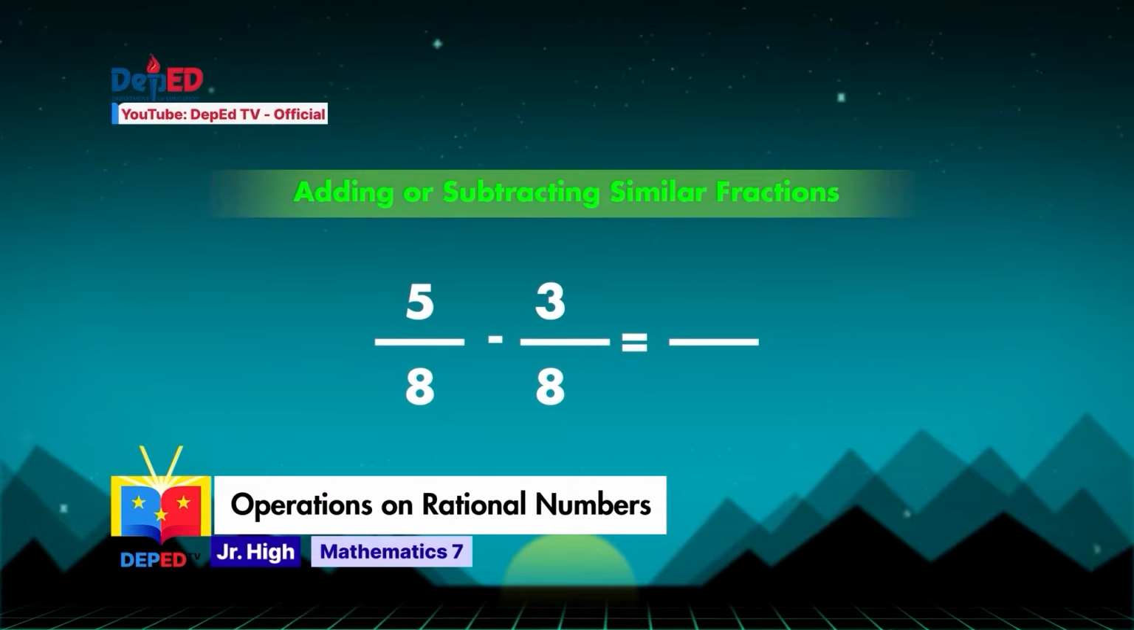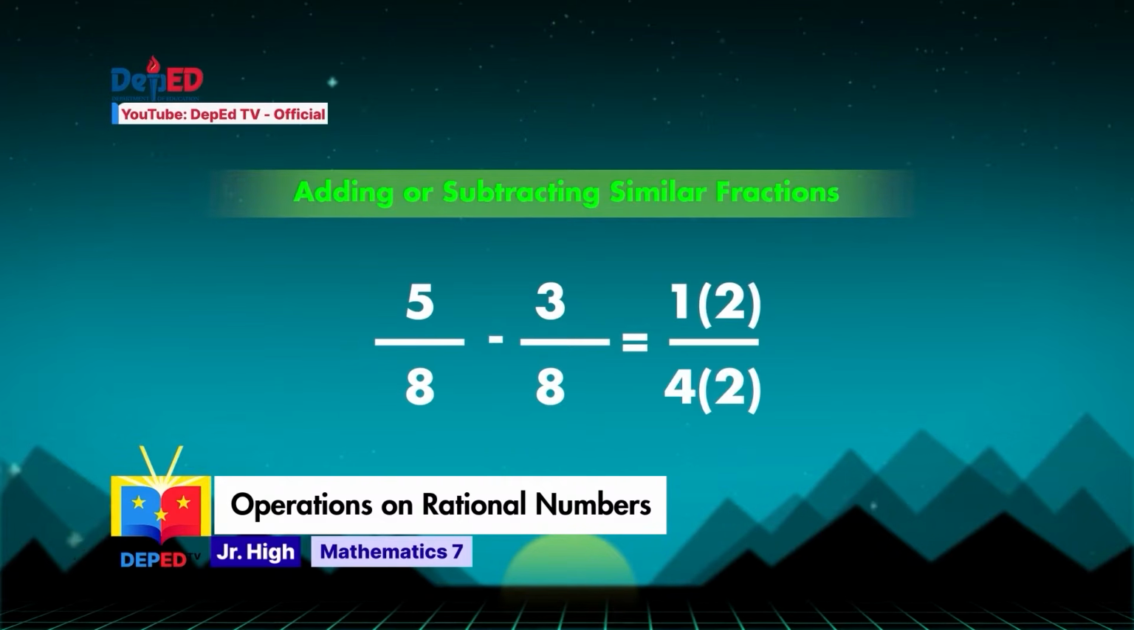5/8 minus 3/8. In this example, you need to subtract the numerators. 5 minus 3 is 2. Then copy the denominator 8. 2 over 8 can be expressed in the lowest term. 2 can be written as 1 times 2, and 8 can be written as 2 times 4. Divide the common factors in the numerator and the denominator. The final answer is 1/4.